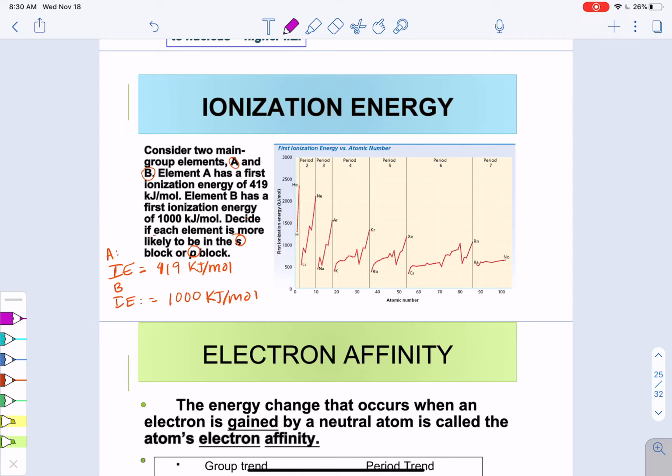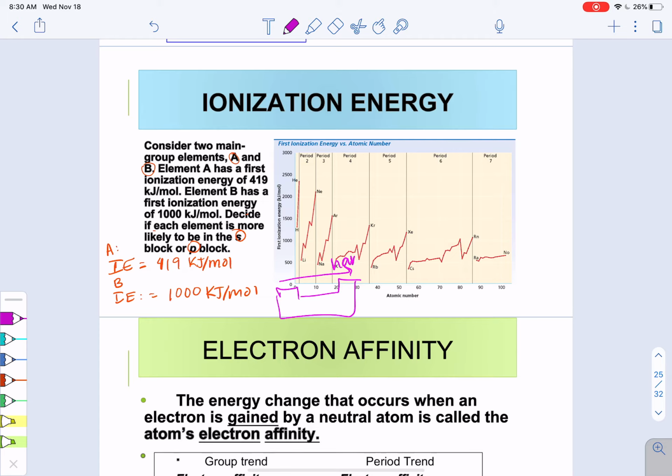Okay, so to do this, we have to look at our trend again. So our trend is going to increase as we go across. So this would be harder, so the energy would be more. So the ionization energy would be larger in the P block, okay? And it would be lower in the S block. So since B has a larger ionization energy, B is in the P block, and A must be in the S block because it has a lower ionization energy.